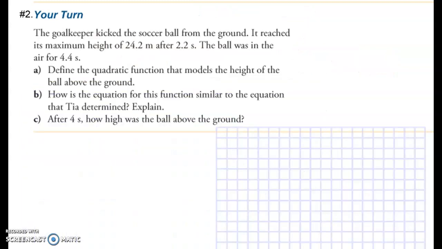Well done. In this second example, it's talking about the parabola created by a soccer ball. A goalkeeper kicked the soccer ball from the ground. It reached a maximum height of 24.2 meters after 2.2 seconds. The ball was in the air for 4.4 seconds. Okay, so we can picture that, I think. We've got grass, right? We've got the soccer ball, I'll use black.